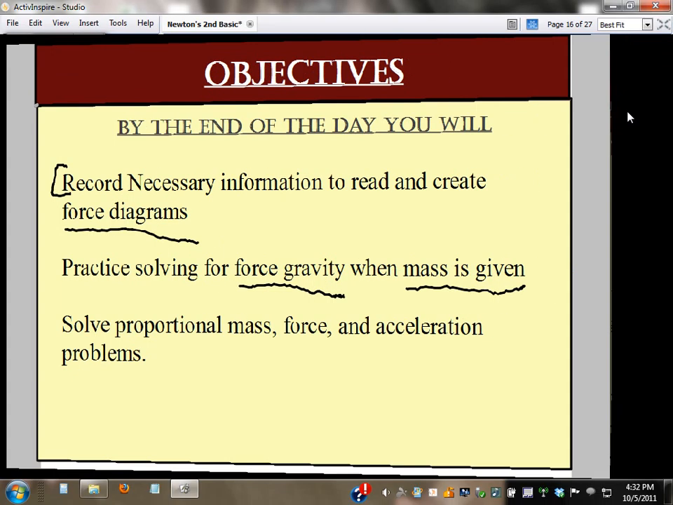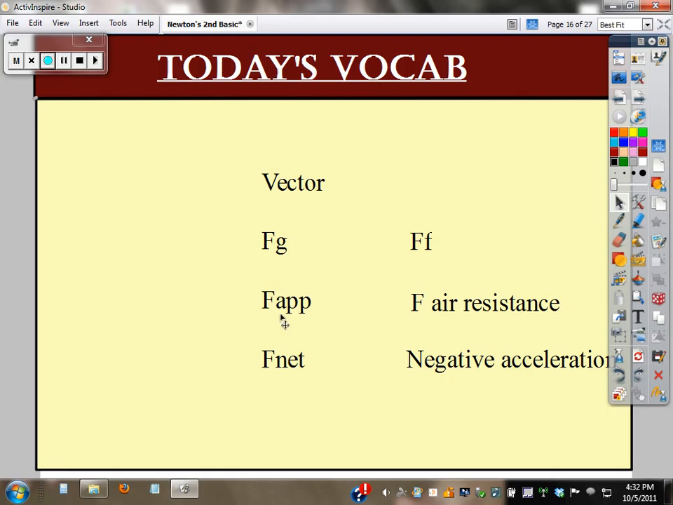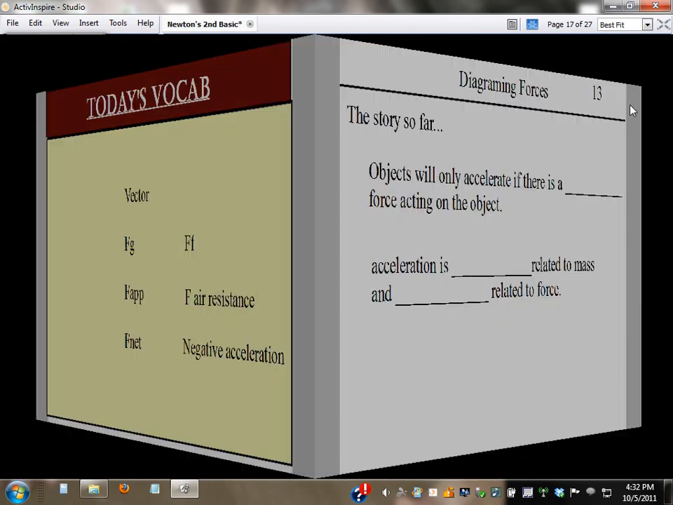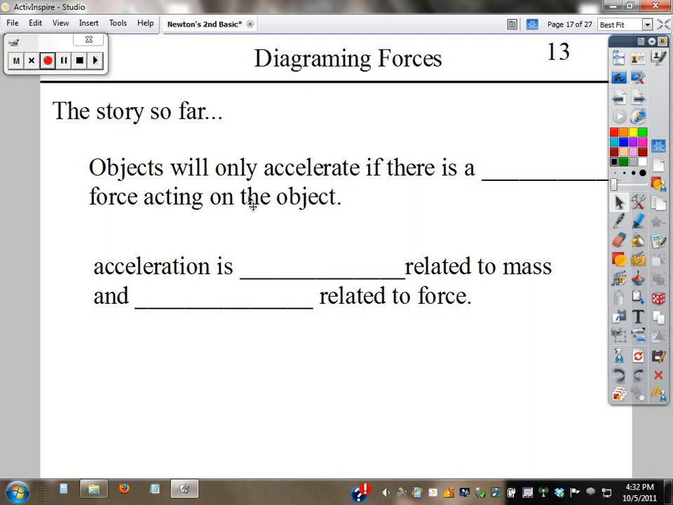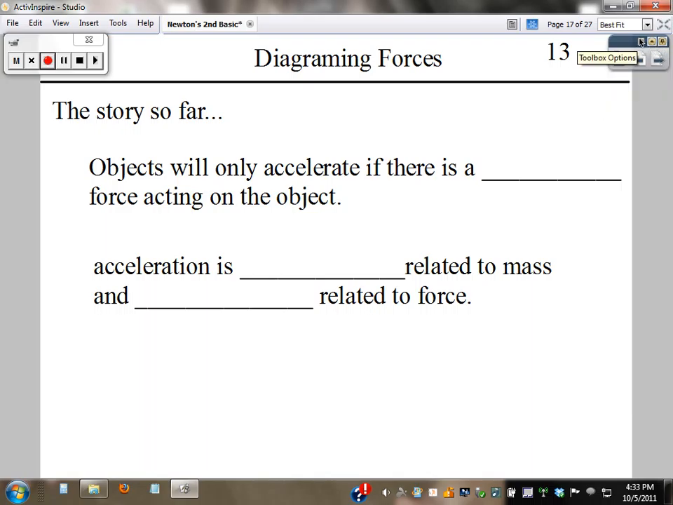This is the vocab for today. We're going to learn about these force vectors: force of gravity, force of friction, applied force, air resistance, net force, and acceleration. The story so far. Can you fill in the blanks here with yesterday's notes on page 11? This is page 13, diagramming forces. Do not write this, but can you fill in the blank looking at yesterday's notes?